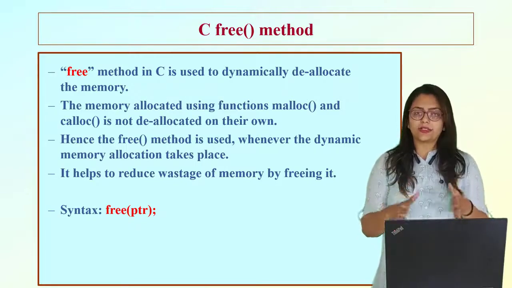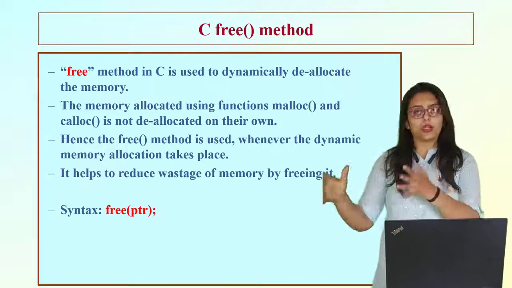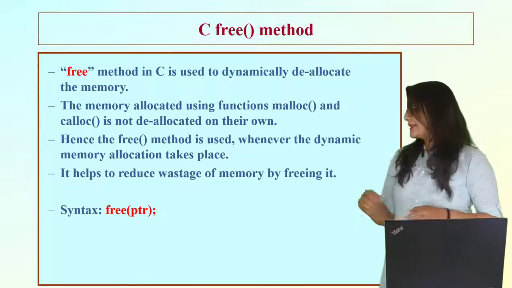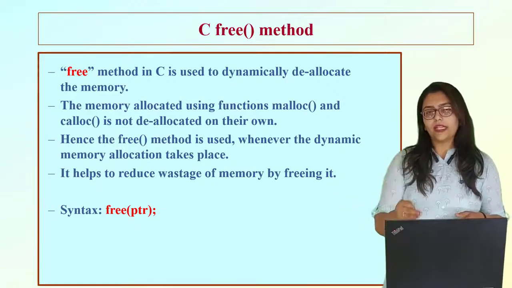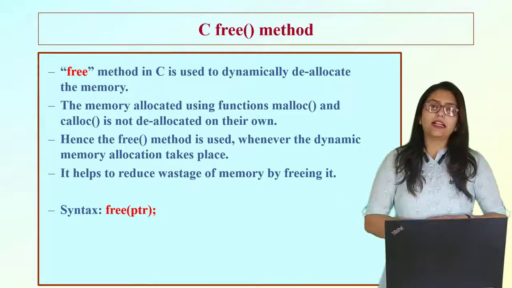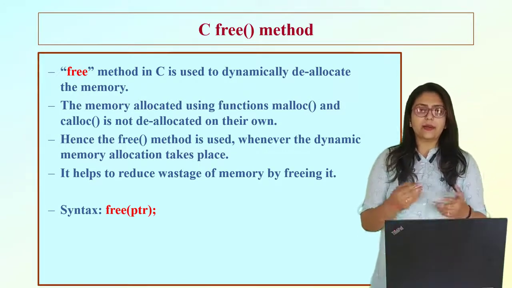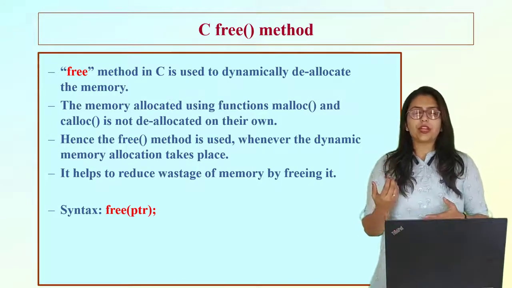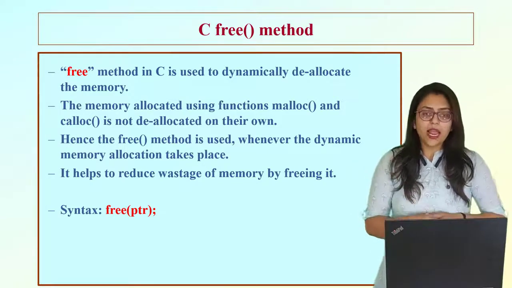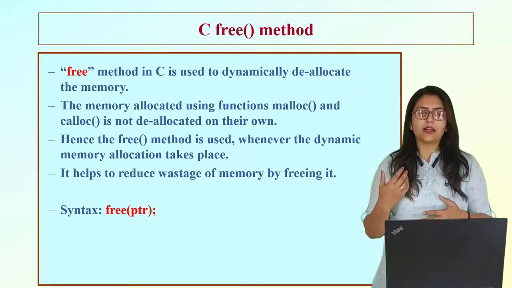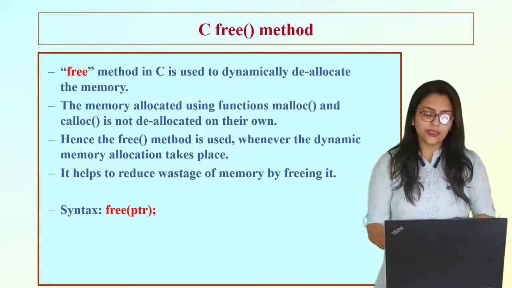So once you don't need extra space, at that time you can just free that memory so that it can be used for another purpose in my system. So instead free, you have to write a pointer which is pointing to that extra block. Once you free that memory, that pointer will be dereferenced, and now that block is free to use anywhere else, right? So free method in C is used to dynamically deallocate the memory. The memory allocation using functions malloc and calloc is not deallocated on their own. Hence, the free method is used whenever the dynamic memory allocation takes place. It helps to reduce wastage of memory by freeing it.